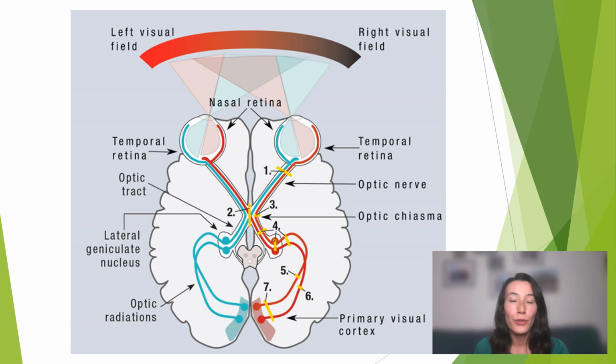Just to go over it one more time in a different way. If you look at the left eye and follow the blue line, so the left side of the left eye, you'll see that this stays on the left side until it reaches the brain. If you look at the right eye and look at the blue line, so the left side of the right eye, this line has to cross over the optic chiasm to reach the left side of the brain. Look at the right side of the left eye. You'll see the red line. This has to cross over to reach the right side of the right brain.